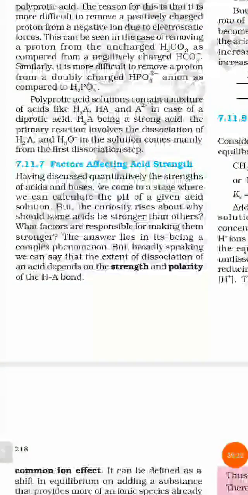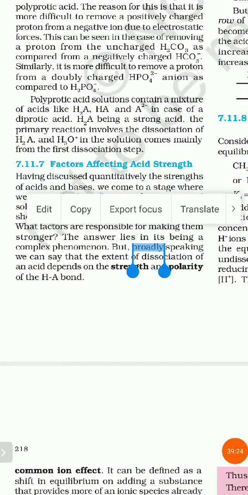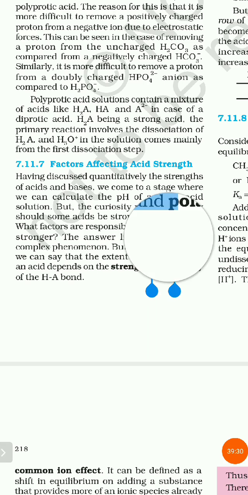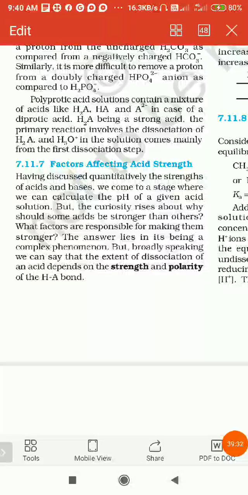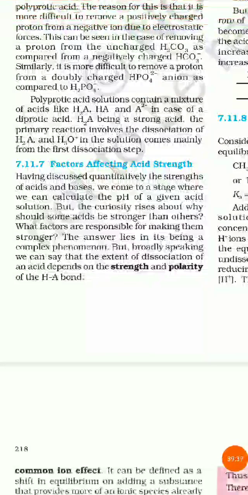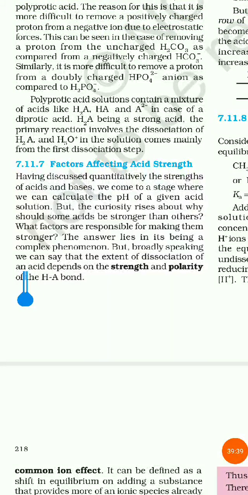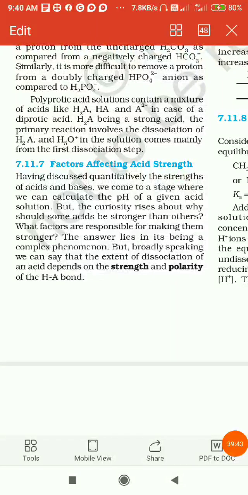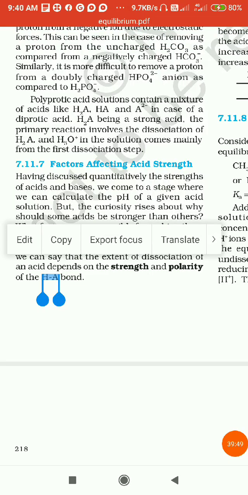Just look here. Broadly speaking, we can say that the extent of dissociation of an acid depends on the strength and polarity of the H-A bond. So which one does the strength of the acid depend on? The strength and polarity of the H-A bond.